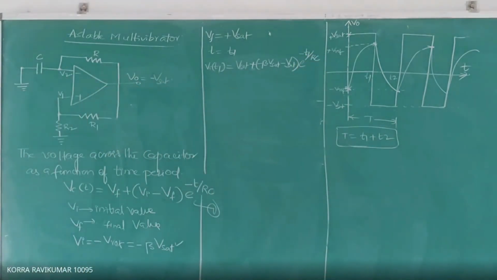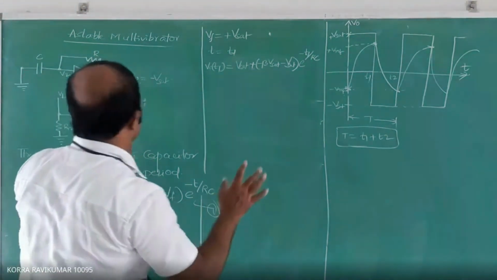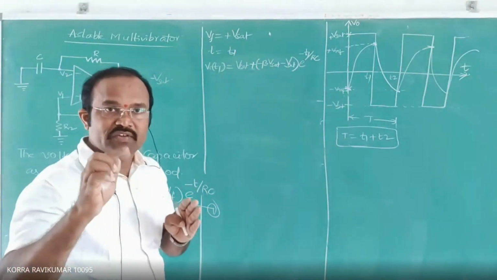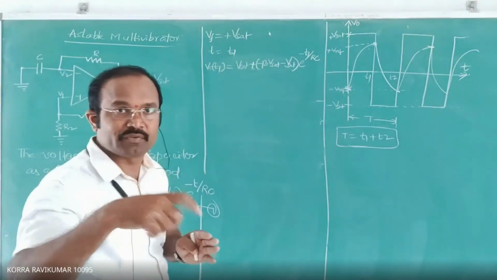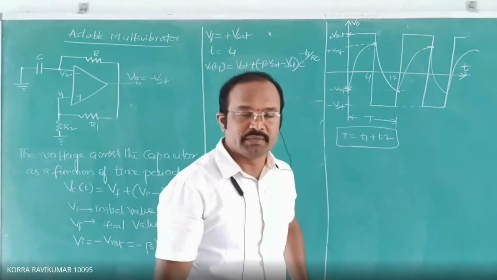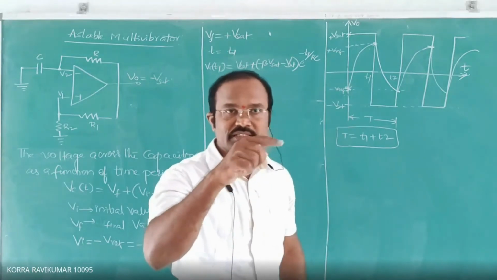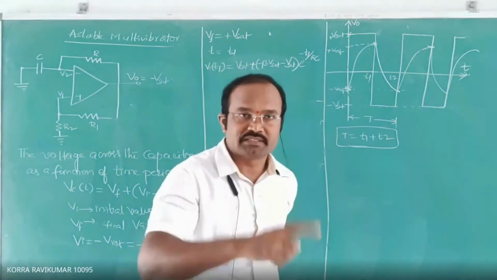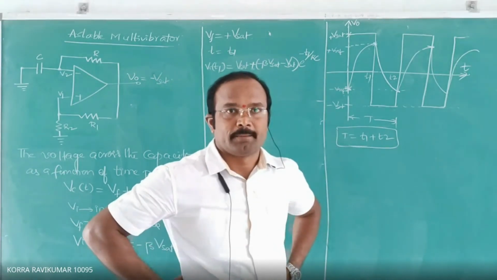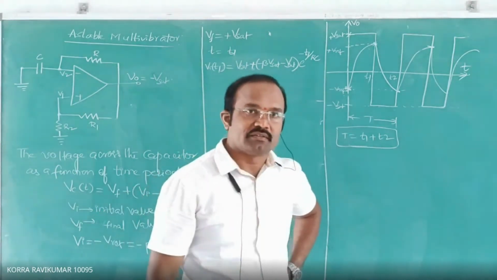Here, Vc of t is equal to how much? What is the value of Vc of t, the voltage across the capacitor? Just now we have derived it in case 1. In case 1, what is the value of Vc of t1, the first charge voltage across the capacitor? What is that value? Please tell me. Please look at the derivation in your notes.